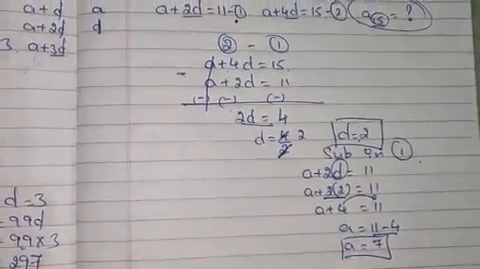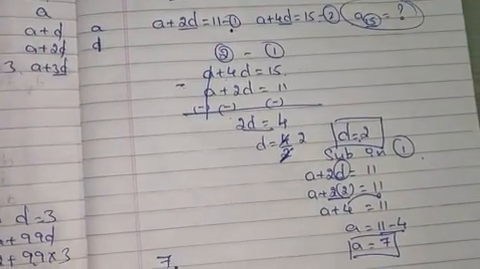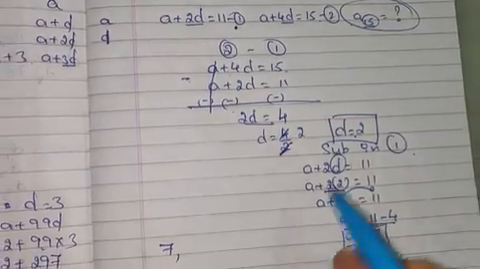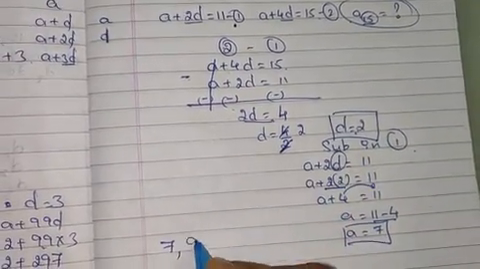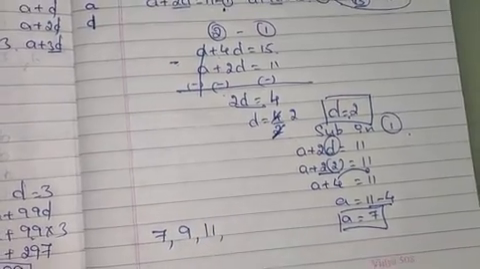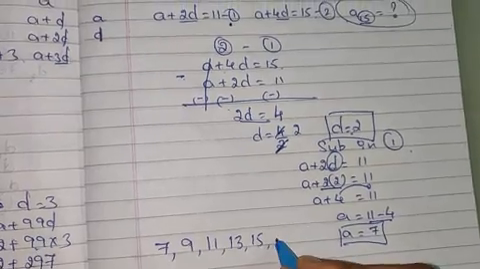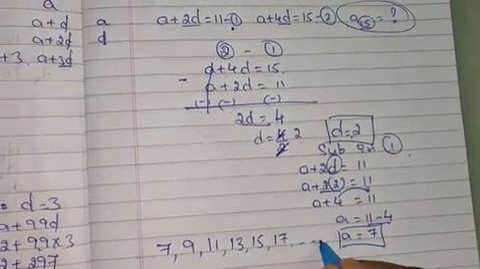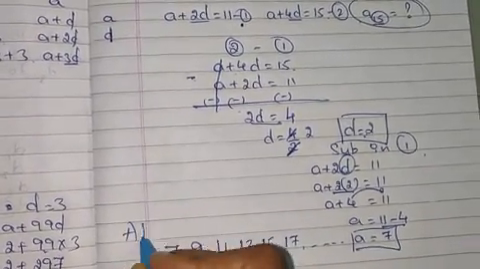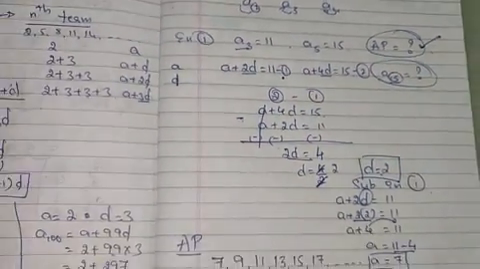What is the meaning of A? A is the first term. So the first term is 7. To get the second term, we have to add D. 7 plus 2, 9. 9 plus 2, 11. 11 plus 2, 13. 13 plus 2, 15. 15 plus 2, 17, and so on. This is our AP. So we have successfully solved to find the AP.